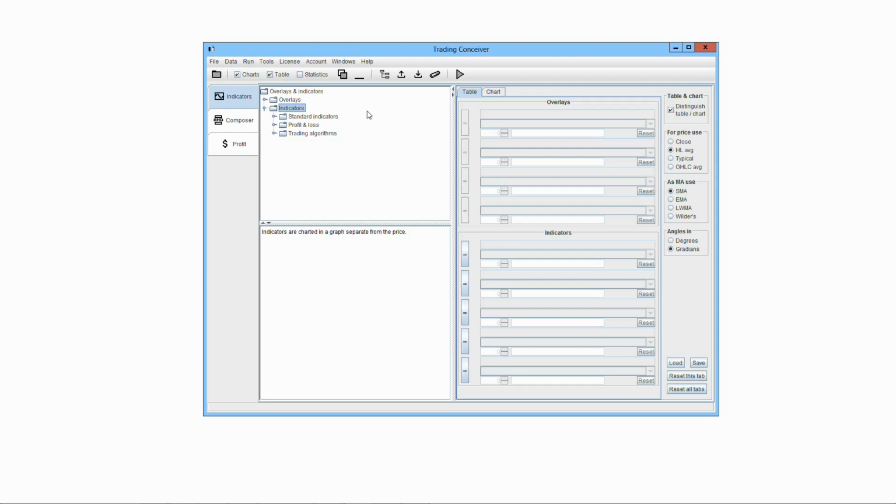The indicators branch is further divided into three branches. Standard indicators contains standard indicators in the usual sense. Profit and loss: these are devised for plotting profit and loss quantities in charts. Trading algorithms: these are representations of trading algorithms, again useful for plotting in charts. By expanding the branches, at the end the leaves are found, where the actual indicators lie.